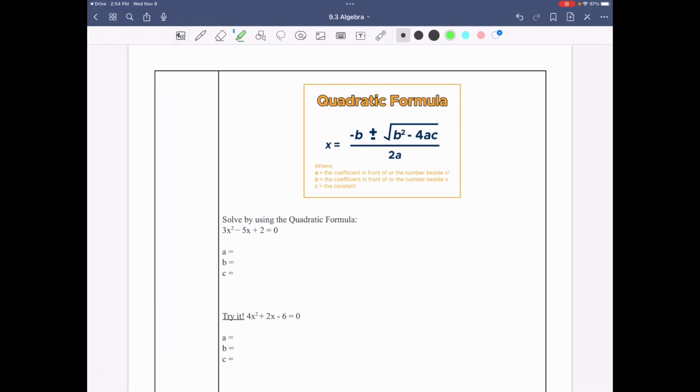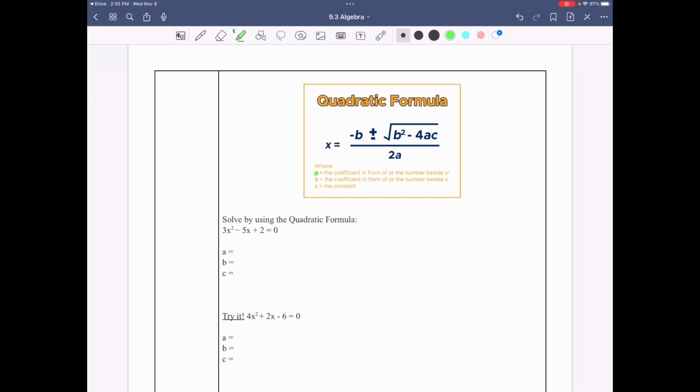So here again is the quadratic formula, and I have a song to help you remember it, and it's to the tune of Pop Goes the Weasel. It goes like this: x equals negative b plus or minus square root b squared minus 4ac all over 2a. And you can pause it and try to sing along with just looking at the formula. It's important that you memorize this formula because you're going to be using it a lot.